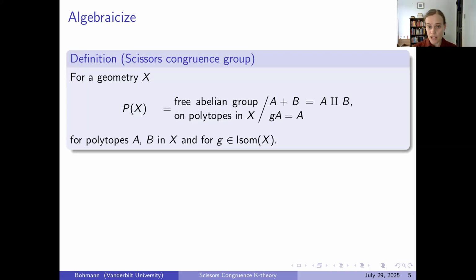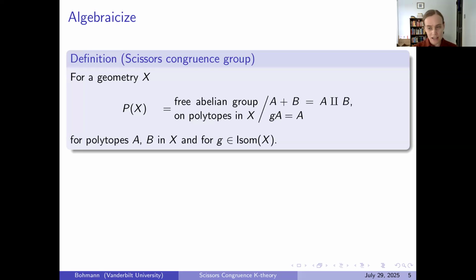What we do is we take the free abelian group on polytopes in X, and then we mod out by the following relations. We say that the sum A plus B of two polytopes is their disjoint union. And then we also say that if you take some isometry in the isometry group of X and apply it to some polytope, then that's the same as the polytope before you applied the isometry. So we identify the image of a polytope under some isometry.